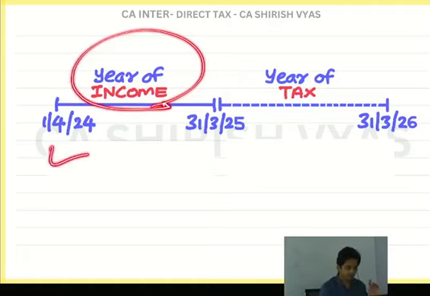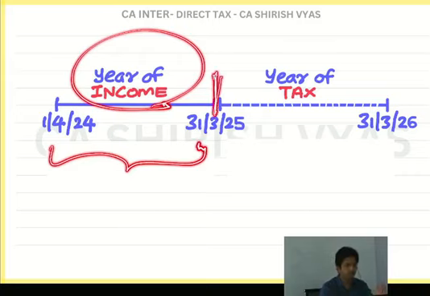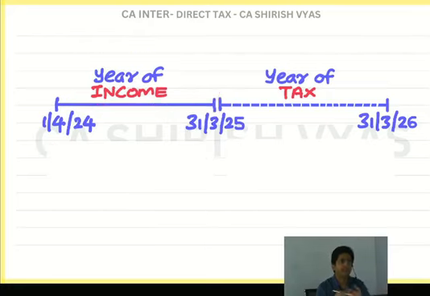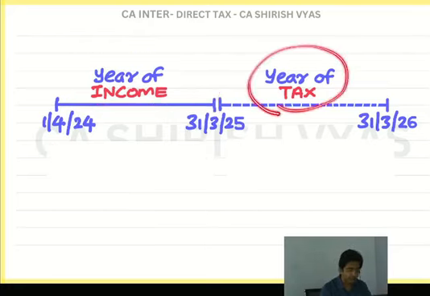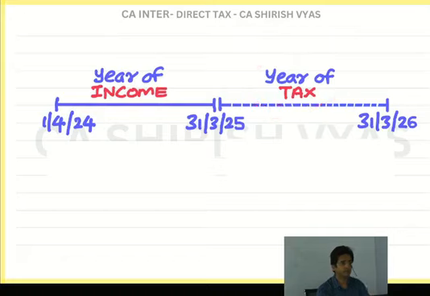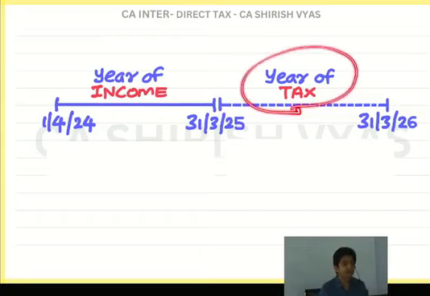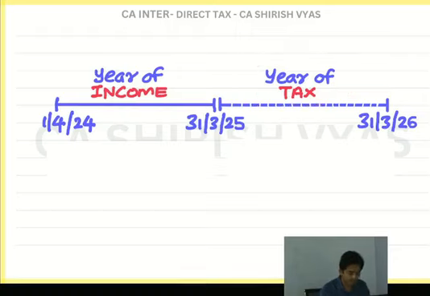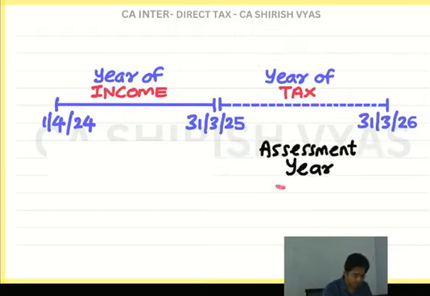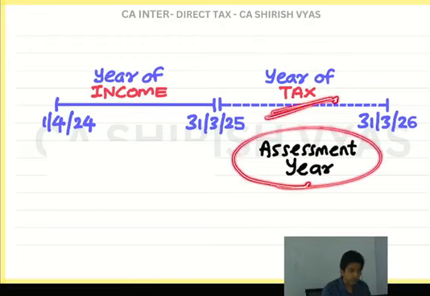Can you see this? This year I have written as year of income. And once we earn the income, after 31st March comes, you need to calculate and pay the tax. And that you have to do in the immediate next year. So there are 2 years involved. In 1 year, you generate the income. Next year, you pay the tax. Okay. And the year in which you pay the tax is called assessment year. What is it called? Assessment year. Can you see I have written here, look? The year in which you pay tax is called assessment year.